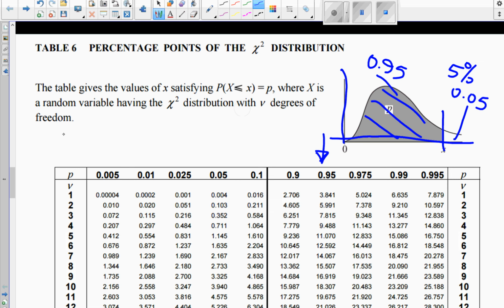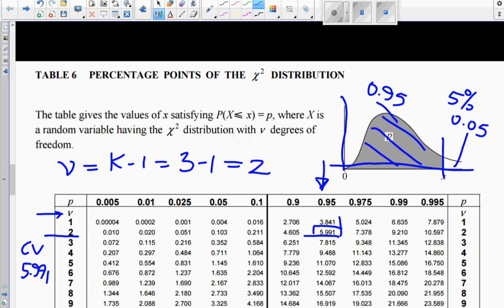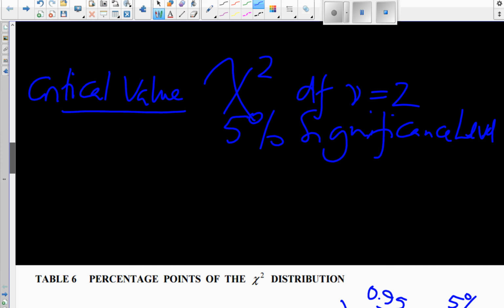Second thing they told us was our degrees of freedom was going to be k minus 1, which was our 3 samples minus 1 equals 2. So we now know that's what it's got here in this column. So we're looking at line 2. If we look where those two intersect, we end up with our critical value as being 5.991. Okay, I'm going to use this now to create our Ho-H1 line.